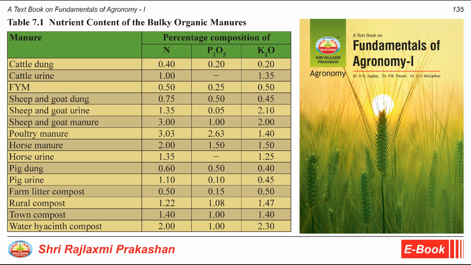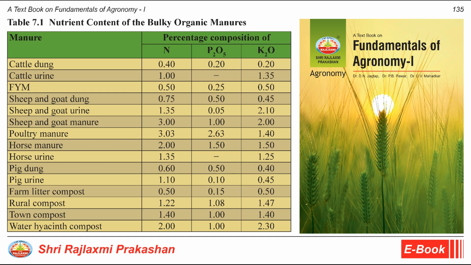Percentage composition of N 1.10%, P2O5 0.10%, K2O 0.45%. Manure number 12, farm litter compost. Percentage composition of N 0.50%, P2O5 0.15%, K2O 0.50%. Manure number 13, rural compost.